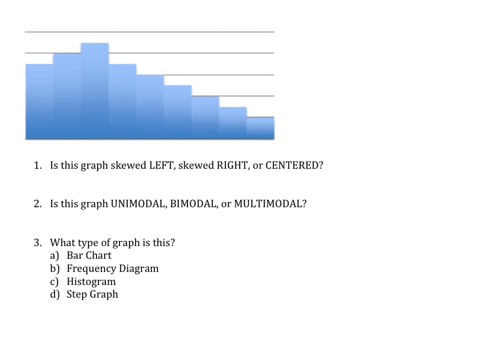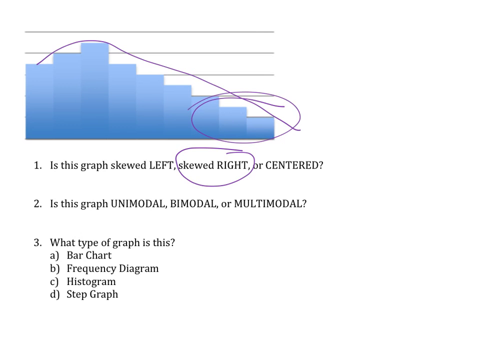Alright, so for telling if it's skewed left, skewed right, or centered, we want to look at this graph and see where the tail is. And the tail is going to be the lower part of the graph. So this would be the tail. And since it's on the right side, this graph is skewed right.